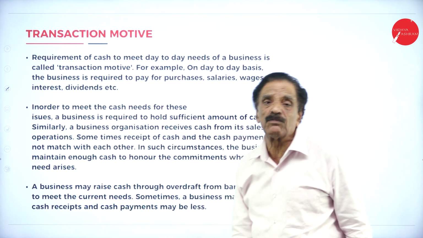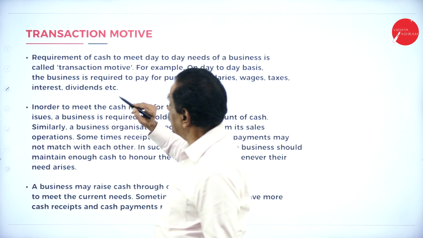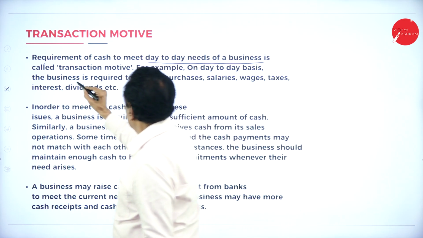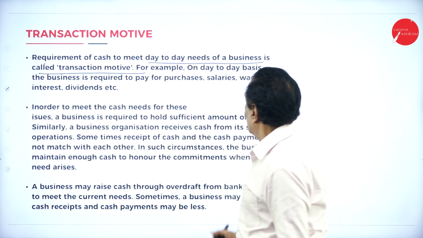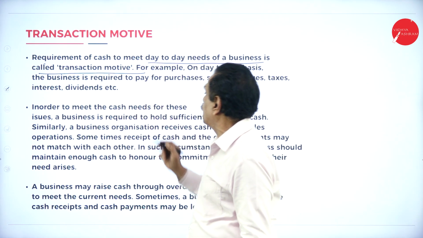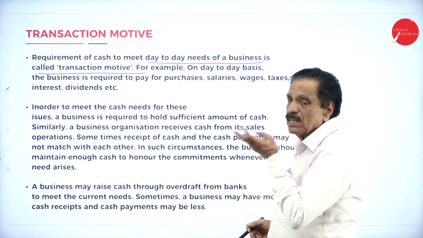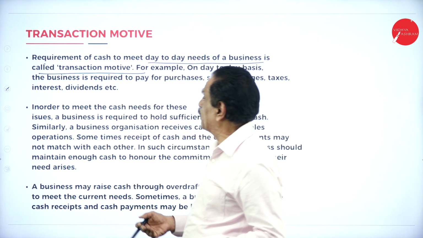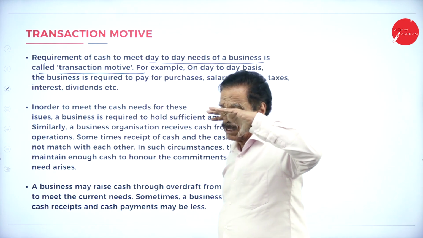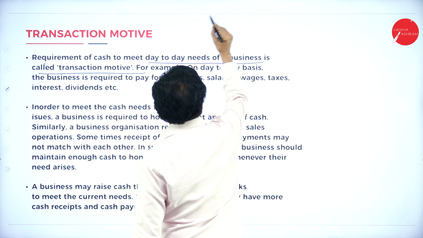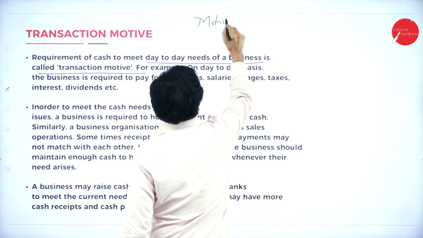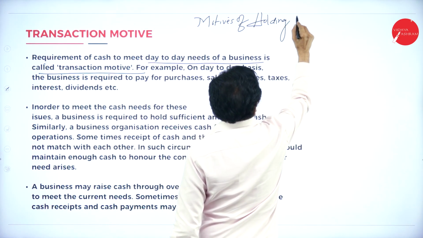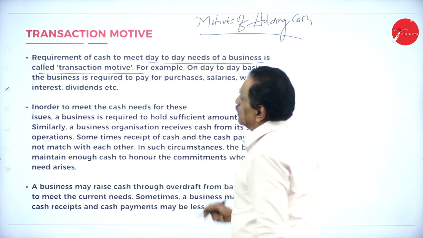Then the motives of holding cash. One is called the transaction motive: we require cash to meet the day-to-day needs of the business. For example, on a day-to-day basis, the business is required to pay for purchases, salary, wages, taxes, interest, and dividend. So the first motive is the transaction motive.